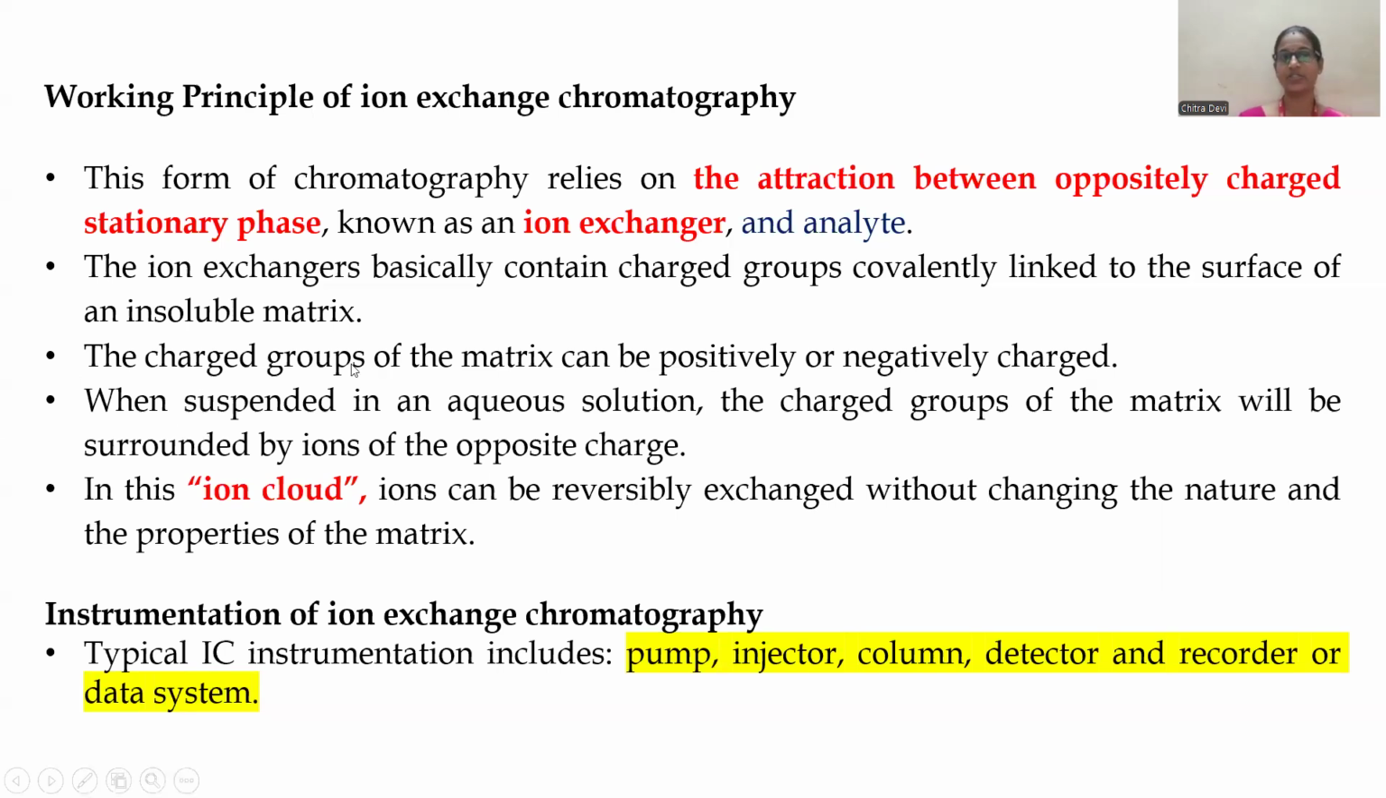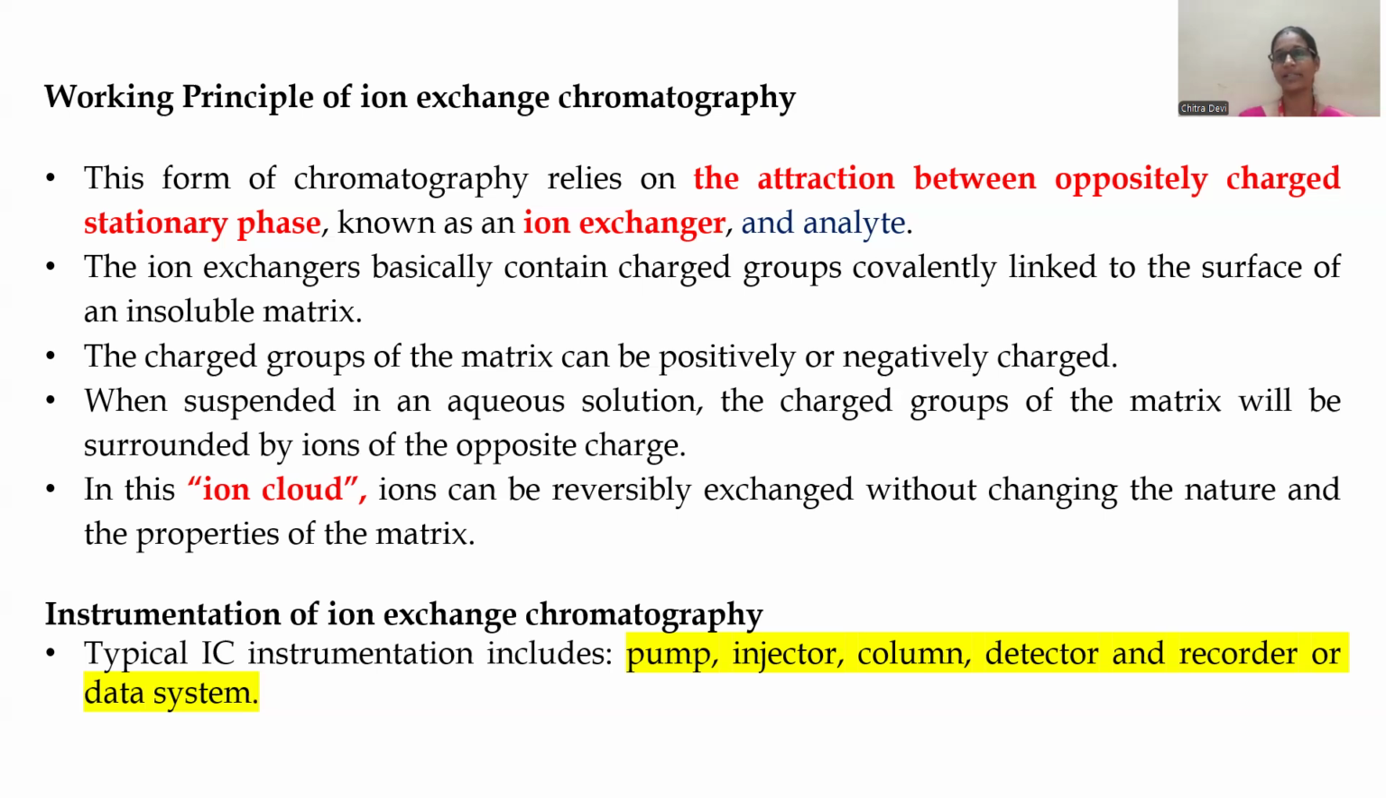So the charged group of the matrix will be either positive or negative. When these compounds are suspended in aqueous solution, the charged groups of the matrix will be surrounded by ions of the opposite charge. This complete charged group we can call an ion cloud. These can be reversibly exchanged. So we cannot change the nature or properties of the materials. Nothing will be changed, but these will be reversibly exchanged.